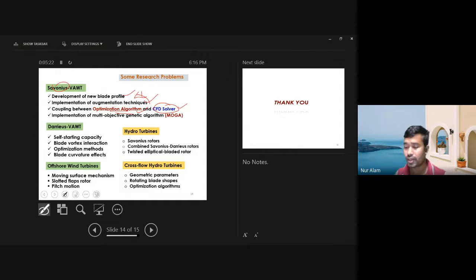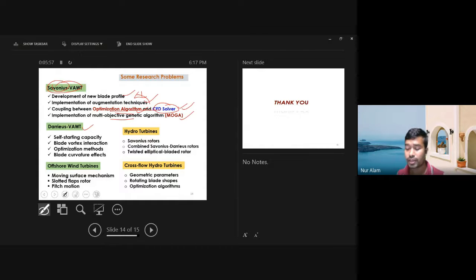You can get two or three papers using only these two methods. So it will be good for you. Implementation of multi-objective genetic algorithm: a lot of algorithms are there, like genetic algorithms, you can choose the simplex search method, or you can choose a multi-objective genetic algorithm to optimize the various geometric and aerodynamic parameters of the Savonius vertical axis wind turbine. Next problem is in the Darrieus vertical axis wind turbine.